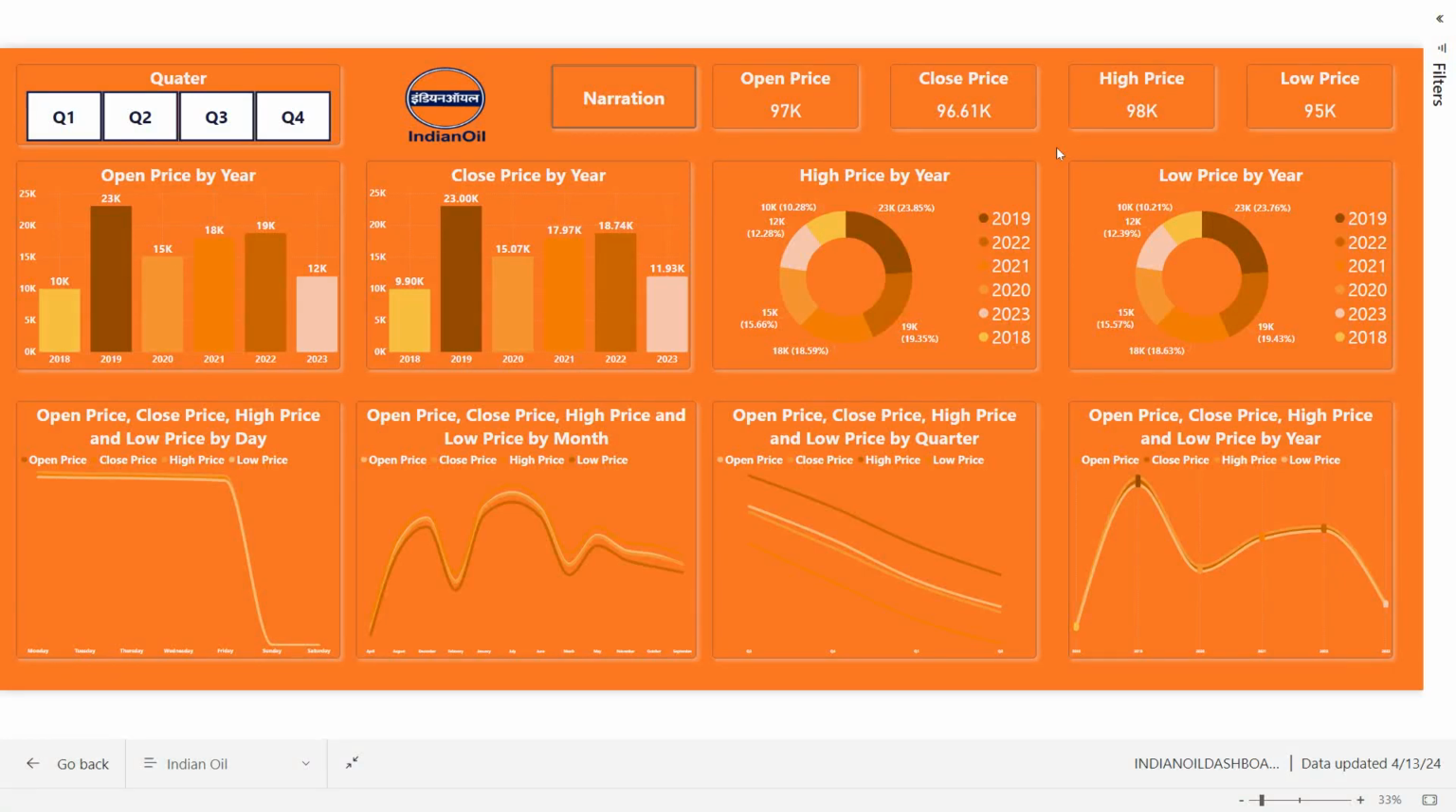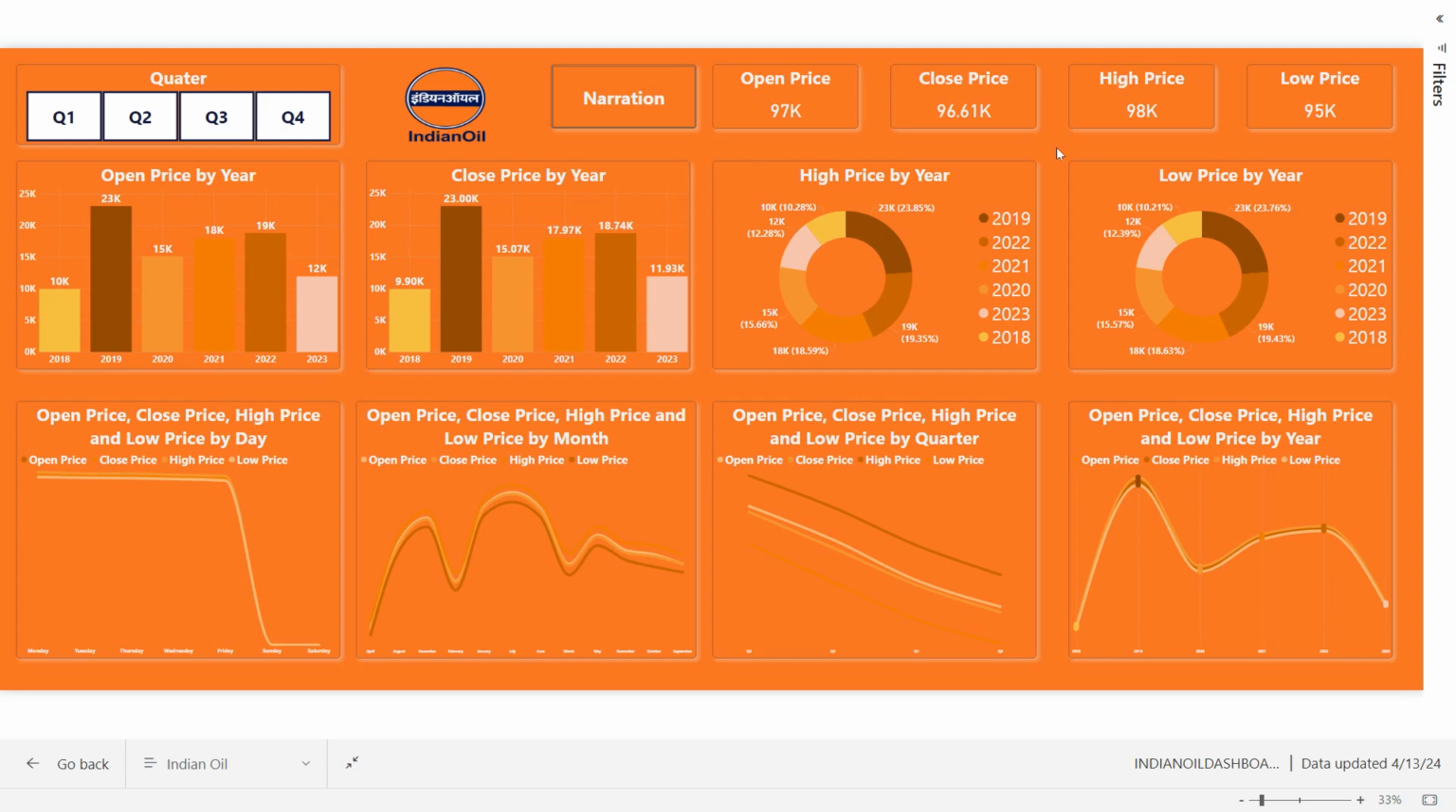Hello everyone. Today I crafted an interactive Indian Oil dashboard on Power BI. In this dashboard, the key insights include open price by year, close price by year using clustered column chart, high price by year, low price by year using donut chart, line chart which displays open price, close price, high price and low price by day, open price, close price, high price and low price by month, by quarter, open price, close price, high price and low price by year.